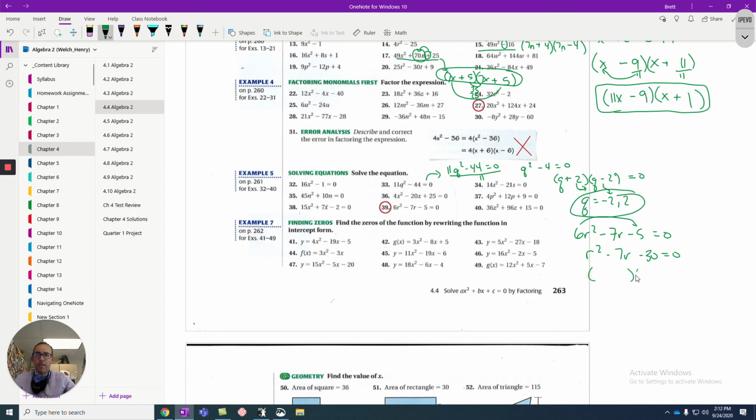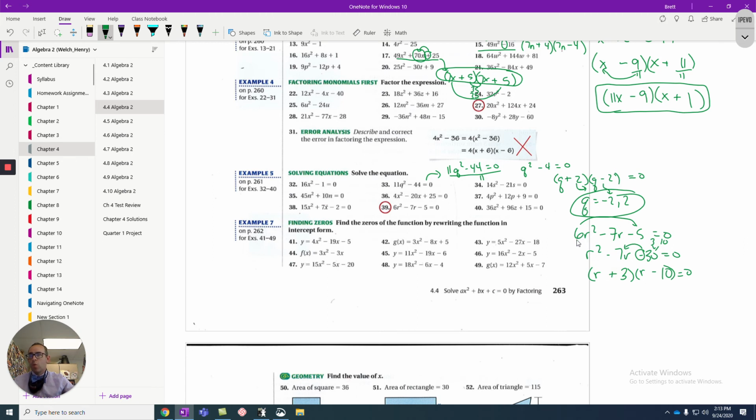Well, when I factor that, I get r and r. 30 factors as to get a subtraction of 7. 5 and 6 is the first thought, but that's only a subtraction of 1. But 3 and 10 subtract to give me 7. So I'll use a 3 and a 10. Negative 30 tells me the signs are different. To get a negative 7, I'm going to need a negative 10 and a positive 3.